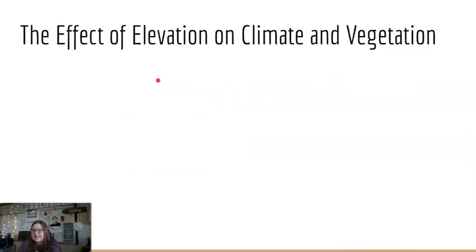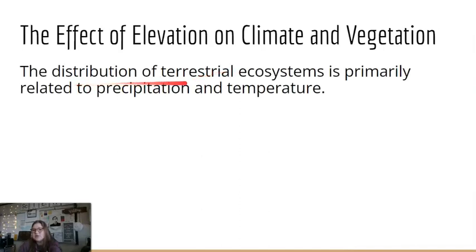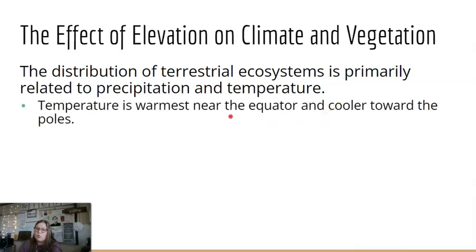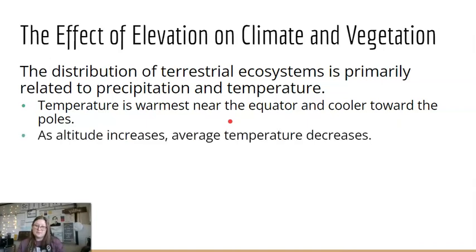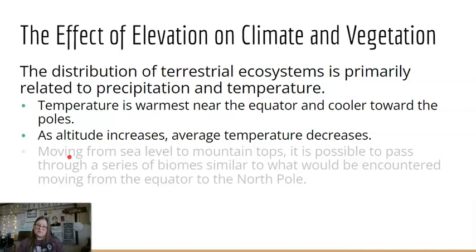There's also an effect of elevation on climate and vegetation. The distribution of terrestrial ecosystems is primarily related to precipitation and temperature. Temperature is warmest near the equator and cooler towards the poles. The sun hits the earth really focused along the equator and right above and below it, which is why it's warmer there. It doesn't hit as directly near the poles, so it's going to be a lot cooler. The same kind of thing happens with altitude. If you have a mountain, which I know we don't really have in Oklahoma, at the top of mountains a lot of times you get a snow cap, and that's because as you go up in altitude, your temperature is also going to go down.